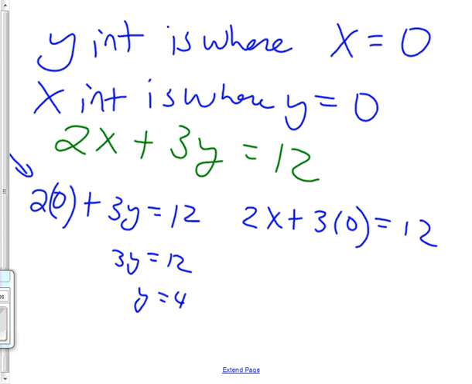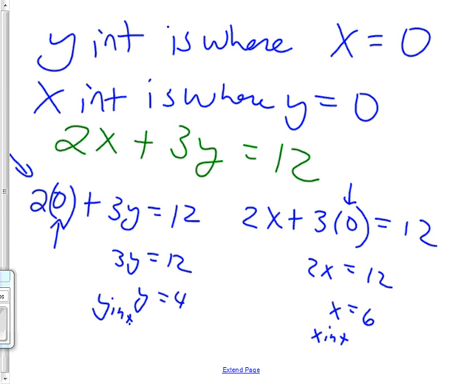So what did I just find? The y-intercept, because x was 0. And over here, if y is 0, what am I going to be finding? X-intercept. And so it'll be 2x equals 12 and x equals 6. And I just found the what? The x-intercept. Here's the x-intercept. Here's the y-intercept.